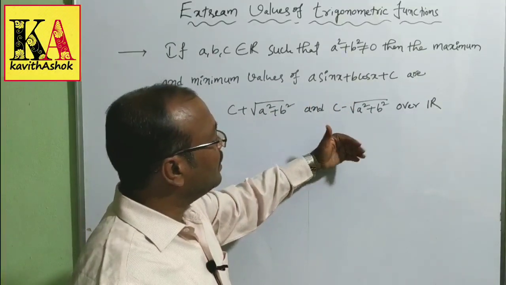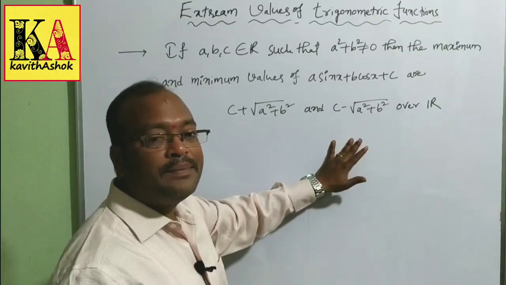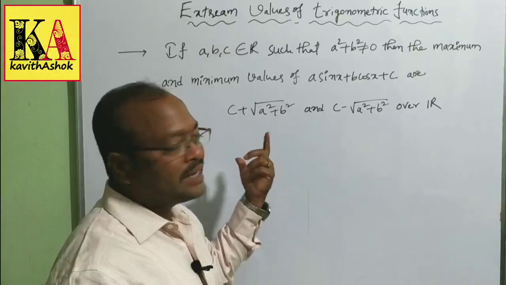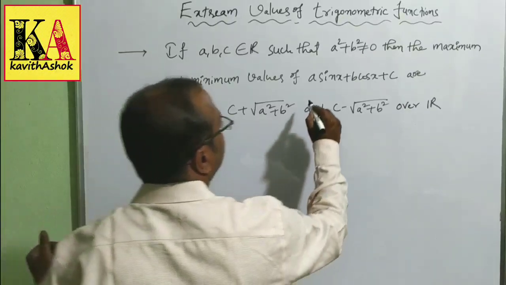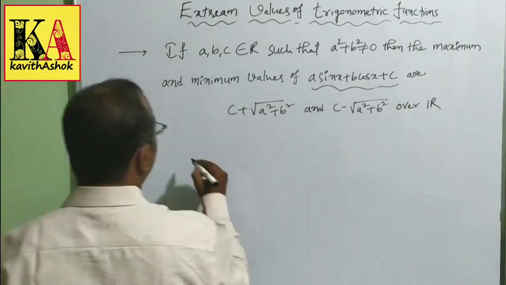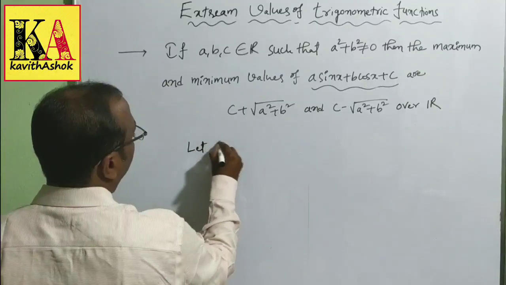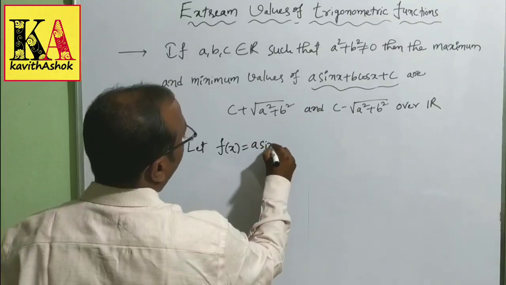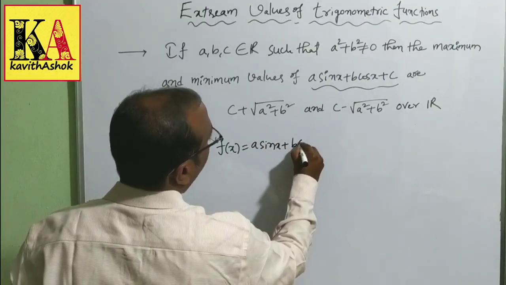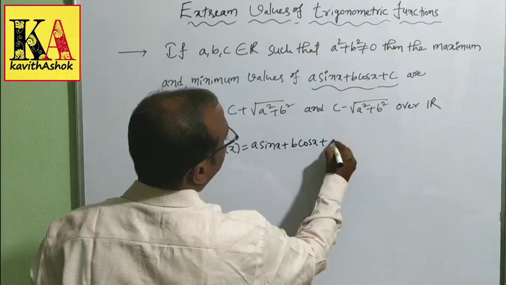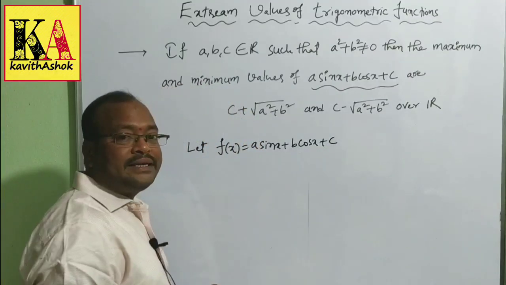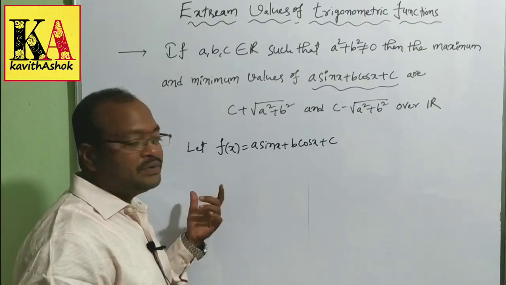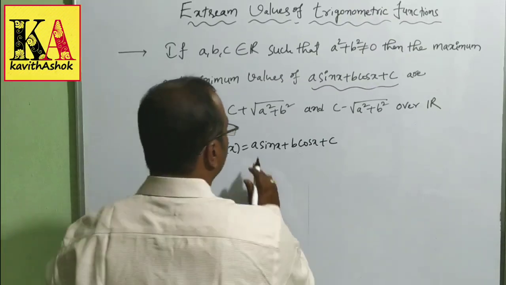First we will verify why these two values are the minimum and maximum values. Later by using this we will calculate the solutions for the given problems. Look at here now. First consider this as the function. Let f of x is equal to a sin x plus b cos x plus c. In the last year, in 1B chapter, we calculated the maxima and minima values. We will use the same concept here.